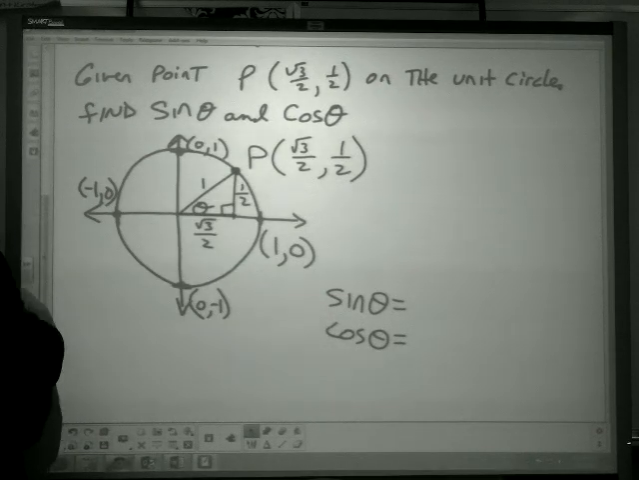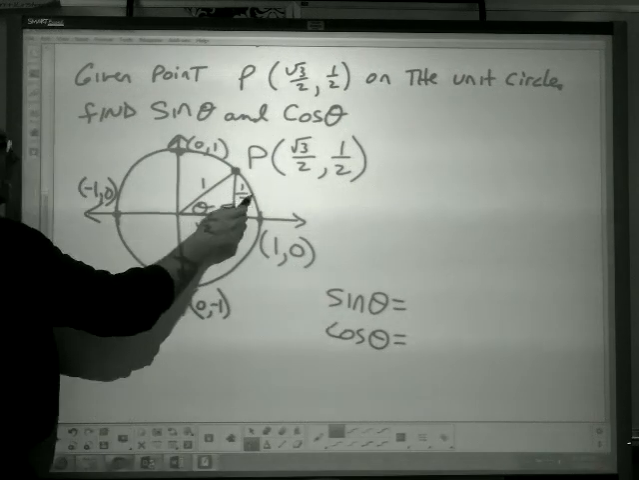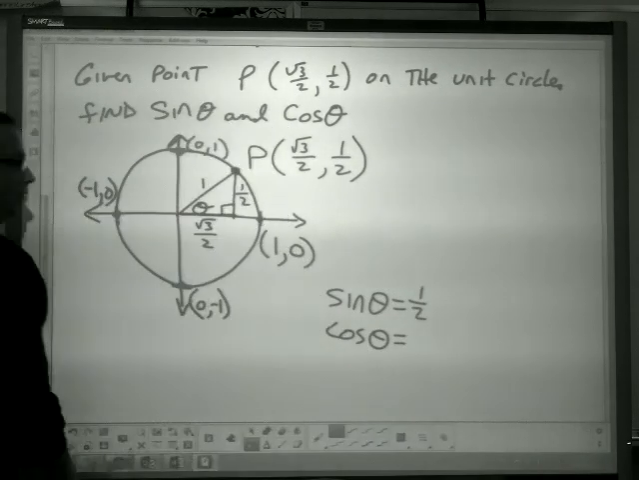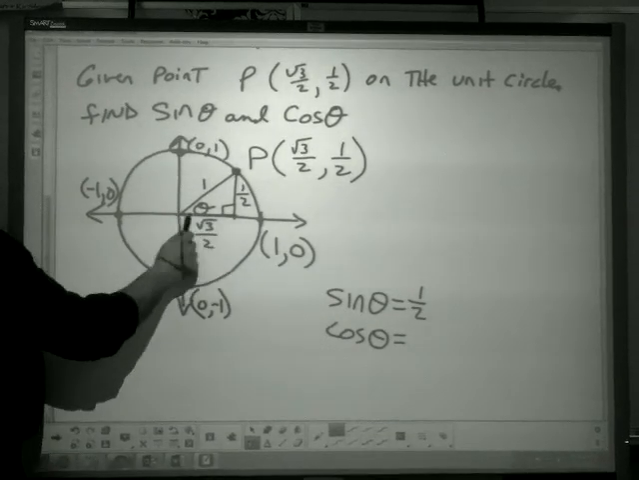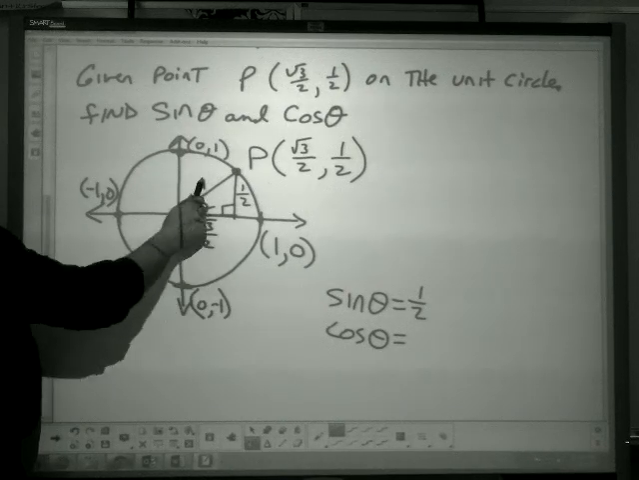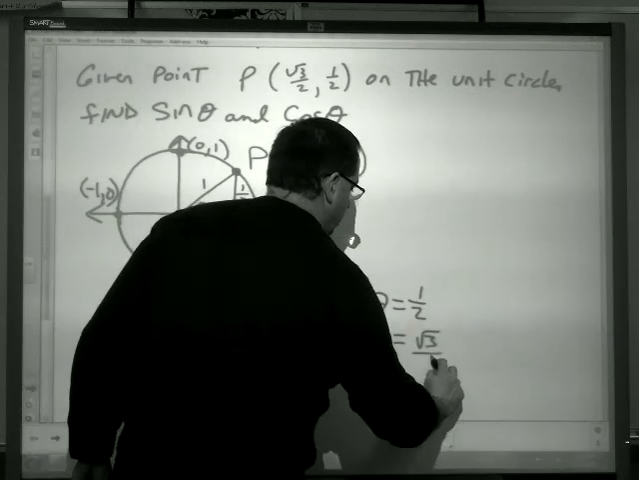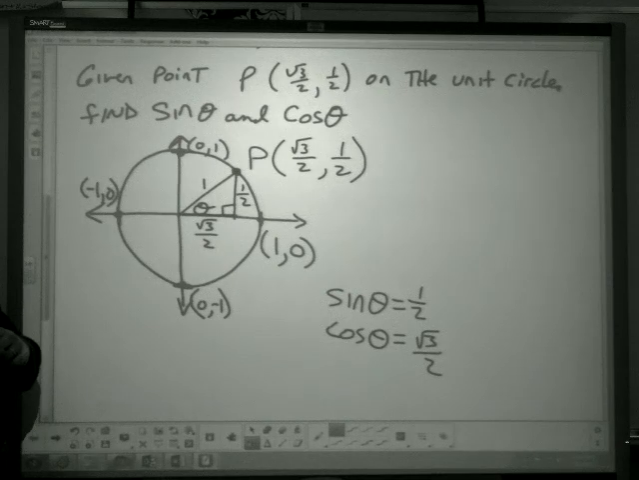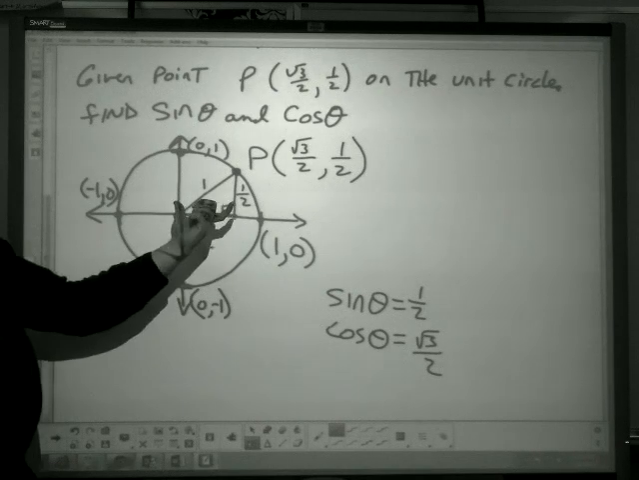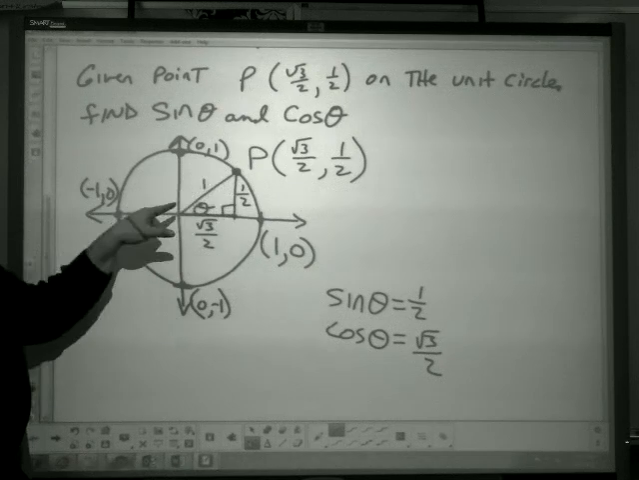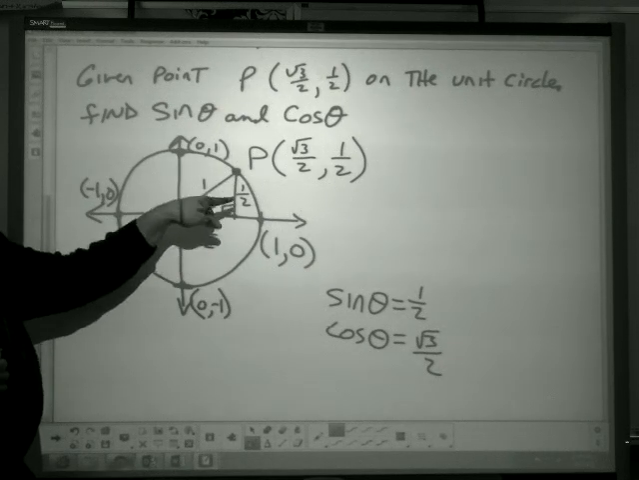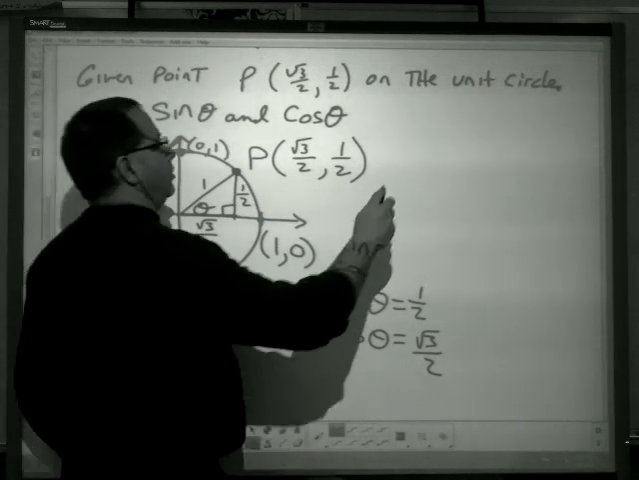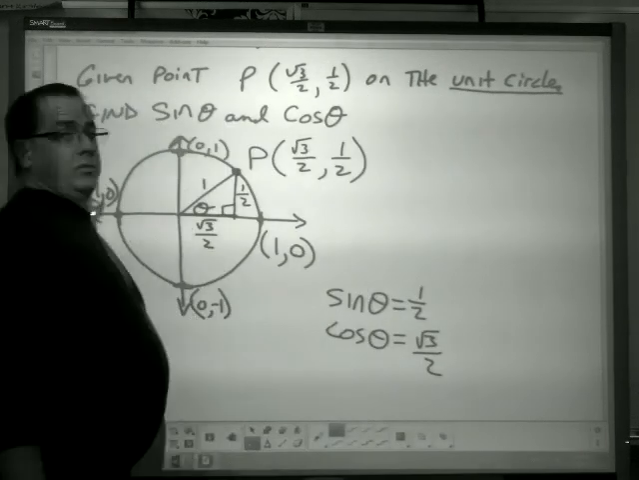All right? Well, the sine of theta is opposite over hypotenuse. 1/2 over 1 is 1/2. The cosine is the square root of 3 over 2 over 1. So that's the square root of 3 over 2. So again, if I am given a point on a graph, I can find the sine of the angle and the cosine of the angle, because if this is a unit circle, then the sine is the y value, the cosine is the x value. As long as it's on a unit circle, it has to be a unit circle for that to hold true.